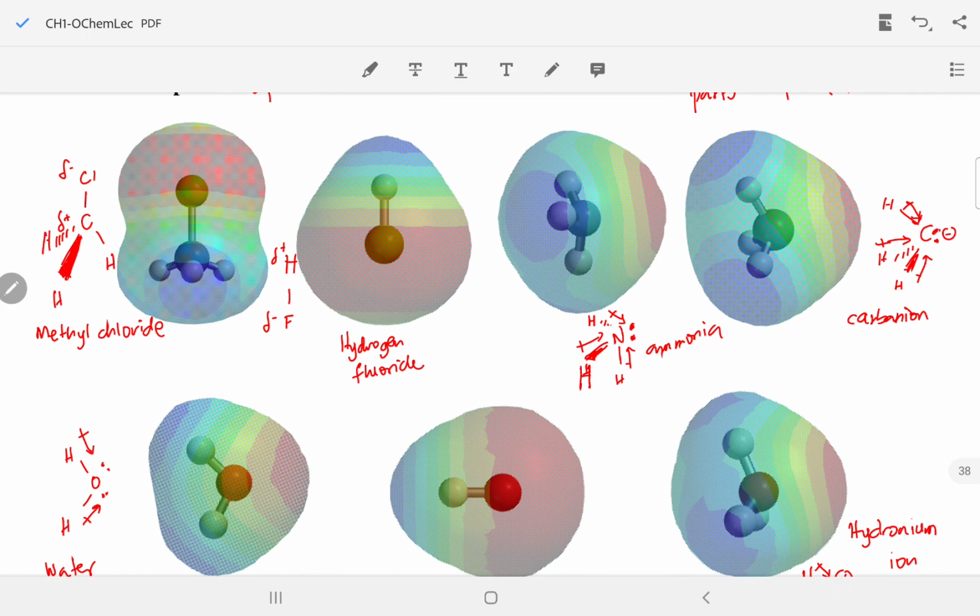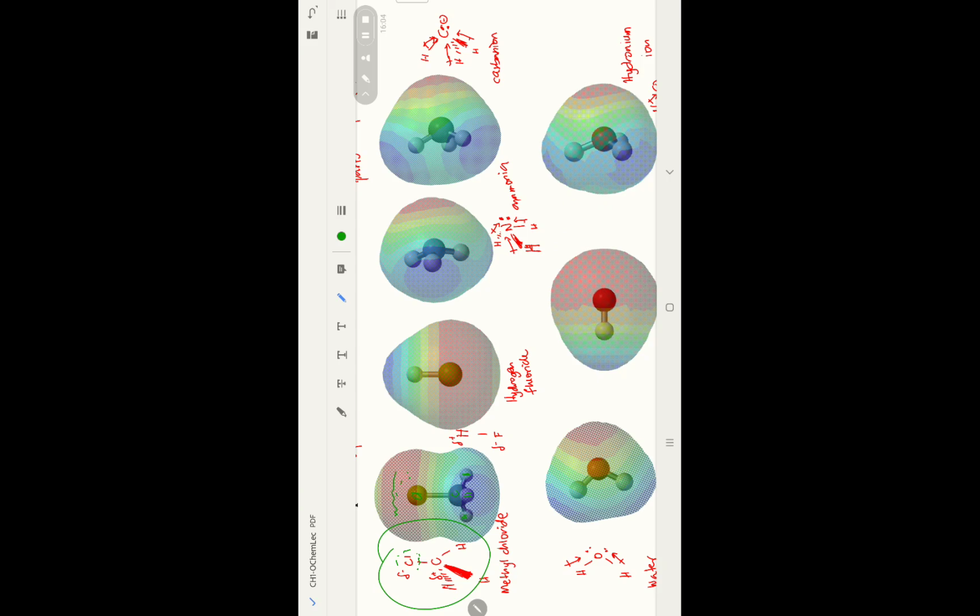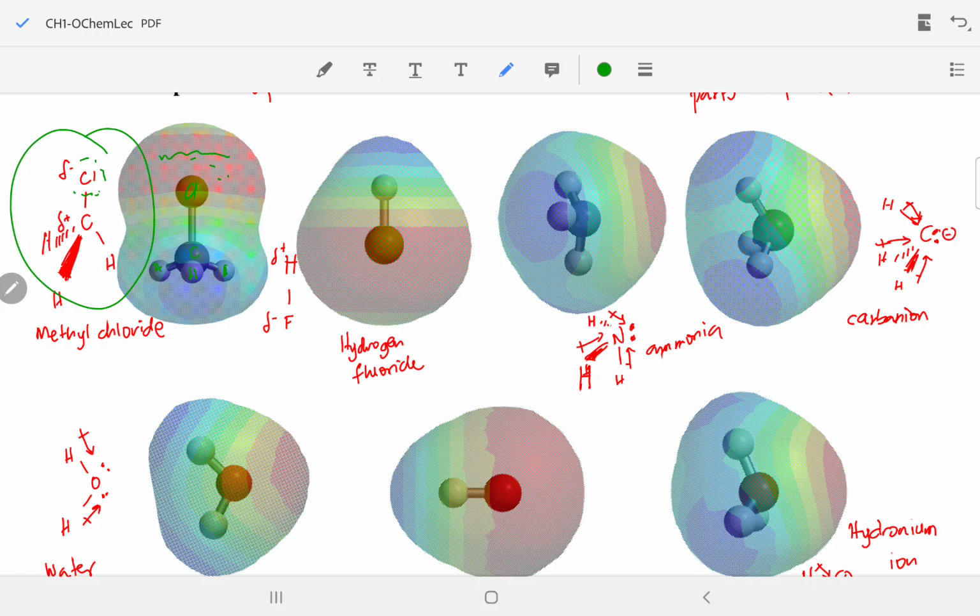So I have here an example. Methyl chloride, this is its structure. So isn't chlorine the most electronegative atom among the atoms in the molecule? So therefore it has delta minus. Okay, and electrons are concentrated here on chlorine. That is why it is red, if this is chlorine, carbon, H, H, H. That is why it is red here, because chlorine is electronegative, it attracts the electrons from carbon and hydrogen.